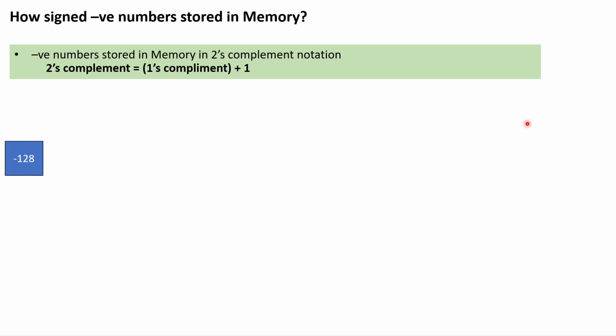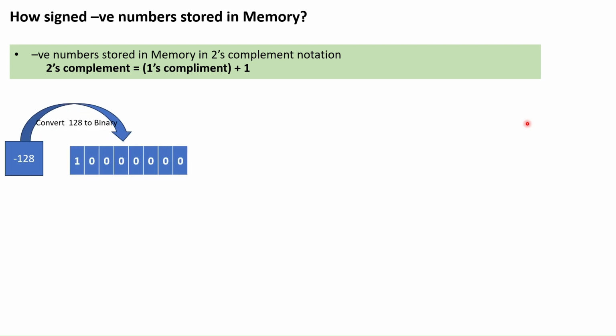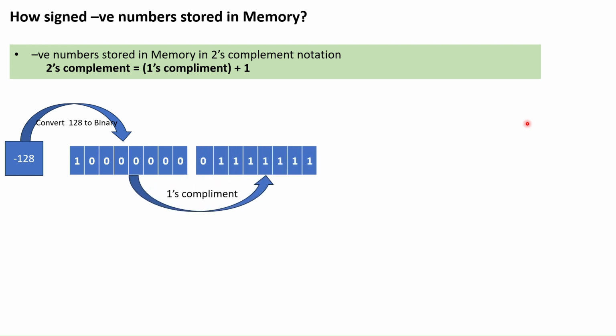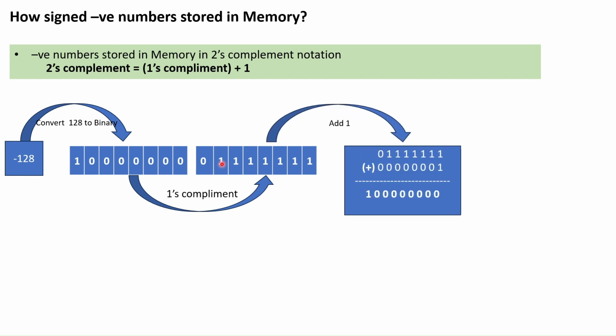Let's see with one example. Let's say you have minus 128. Its binary value is this one. Now 1's complement is where you invert each bit. If you see 1, you invert it to 0; if you see 0, you invert it to 1. Like that you invert all the bits. That is called 1's complement. After you have the 1's complement, you will add 1.